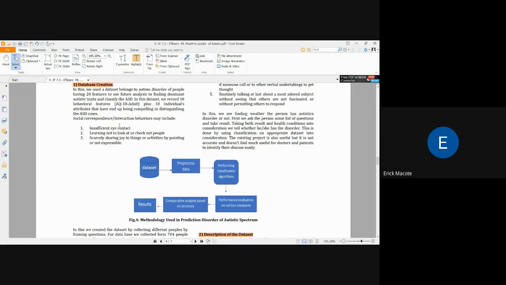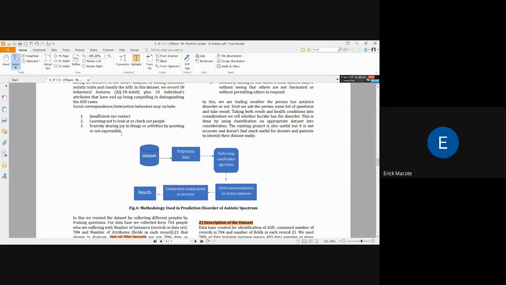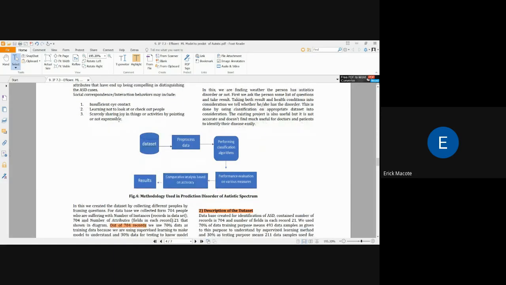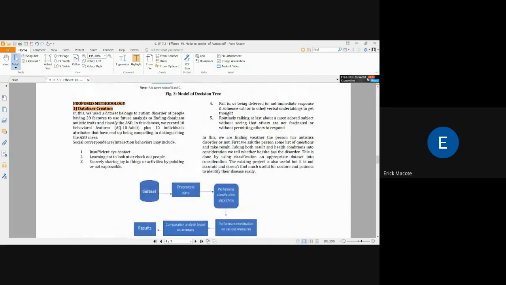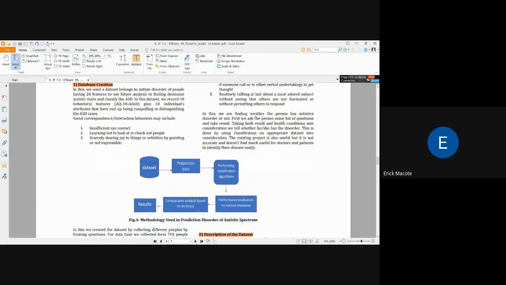Social interaction behavior included insufficient eye contact, not looking or chatting with other people, not sharing or joining scenes or activities by pointing or expressing, nor an immediate response if someone called, among others.